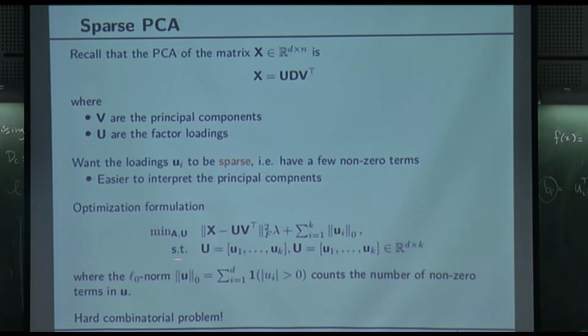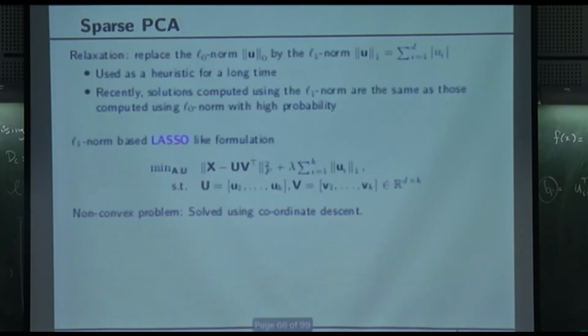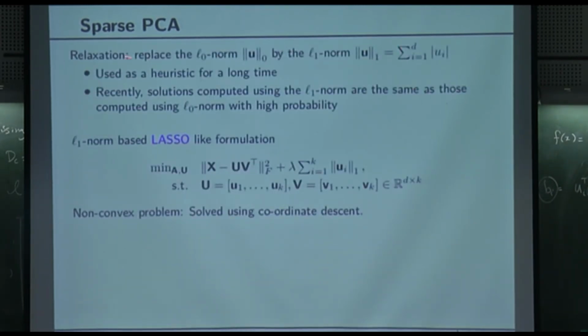So what is going on here is that the zeroth norm of a vector counts the number of components that are greater than 0. It counts the number of non-zero terms in U. So when I put the lambda on this side, this one is trying to minimize the error in X equals UV transpose, whereas this one is saying don't use too many components in any vector U. This is a hard optimization problem, and so what people do is replace the L0 norm by the L1 norm. An L1 norm of a vector is defined as the sum of the absolute values. This has been used as a heuristic for a very long time, and recently solutions computed using the L1 norm have been shown to be the same as those computed using the L0 norm with high probability.